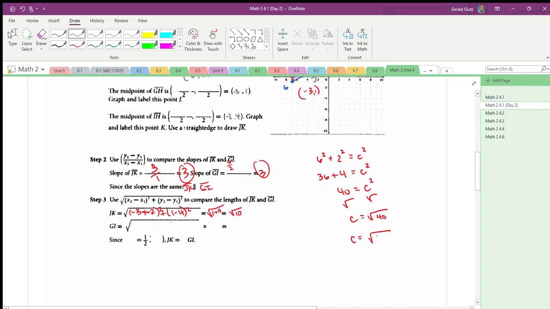I know that 4 times 10 is 40, and I know that 2 times 2 is 4. I could break down 10, but I'm not going to need to do so. Got a pair of 2's though. One goes away, the other one comes out. So 2 root 10 is my answer.